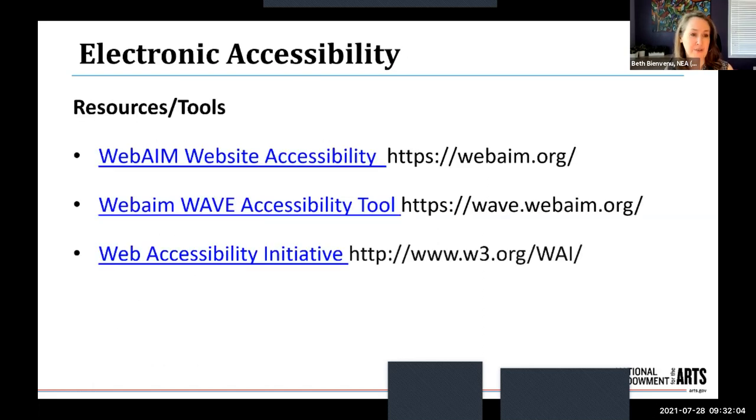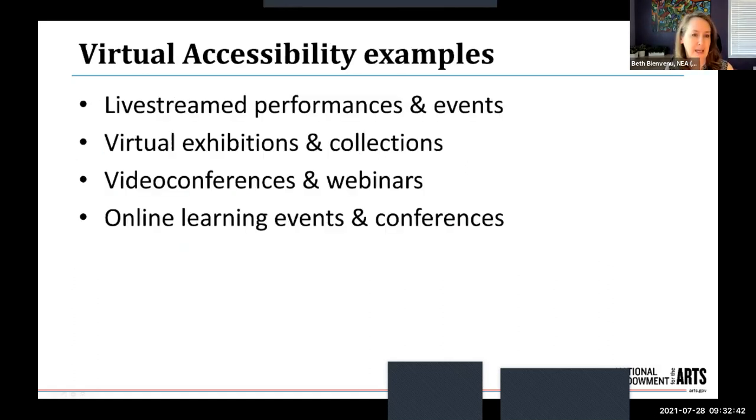So some resources and tools for electronic accessibility. WebAIM, it's WEBAIM, is a really helpful website, and it's webaim.org. There's also the WAVE accessibility tool. You plug your web address into the tool, and it will give a report on what you need to fix. And that's wave.webaim.org. There's the Web Accessibility Initiative, w3.org/WAI, that also has other resources.